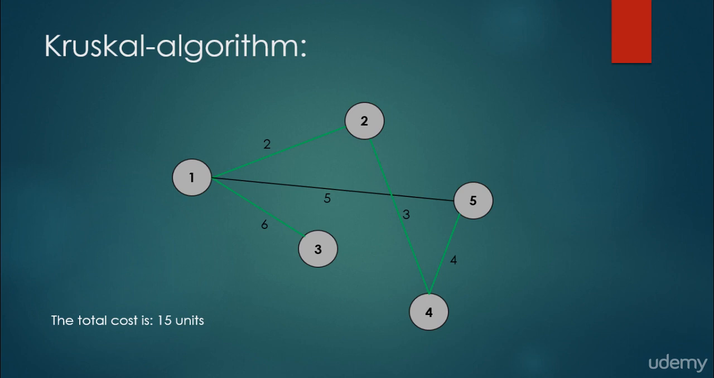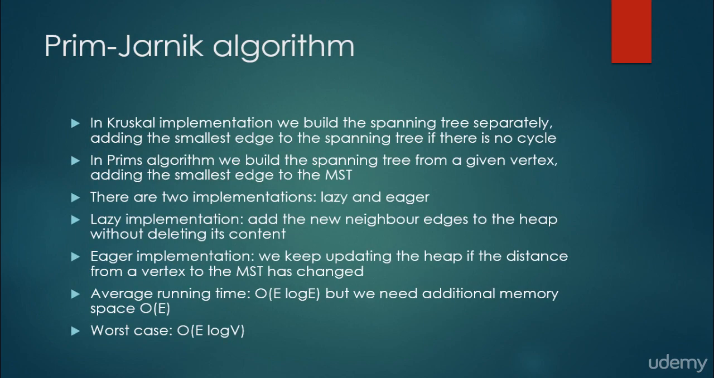And as we have visited all vertices, it means that we are done. The total cost is 15 units. Okay, so the Prim-Jarnik algorithm. In the classical implementation, we build the spanning tree separately, adding the smallest edge to the spanning tree if there is no cycle.